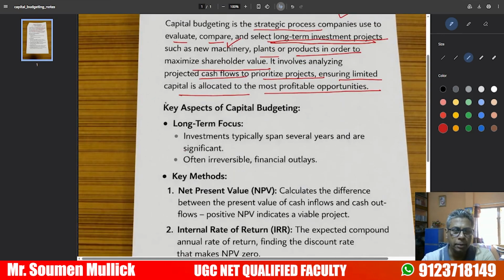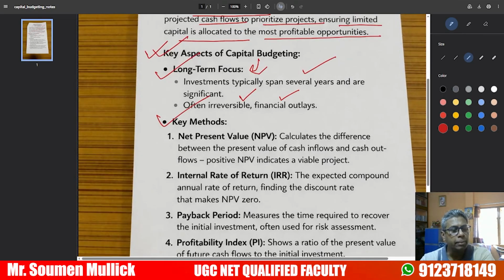The key aspect of capital budgeting, number one, is the long-term focus. Investment typically spans several years and is often irreversible, with uncertain financial outcomes. Capital budgeting is related to the long-term focus. What are the key methods? The key method of capital budgeting is the net present value method.